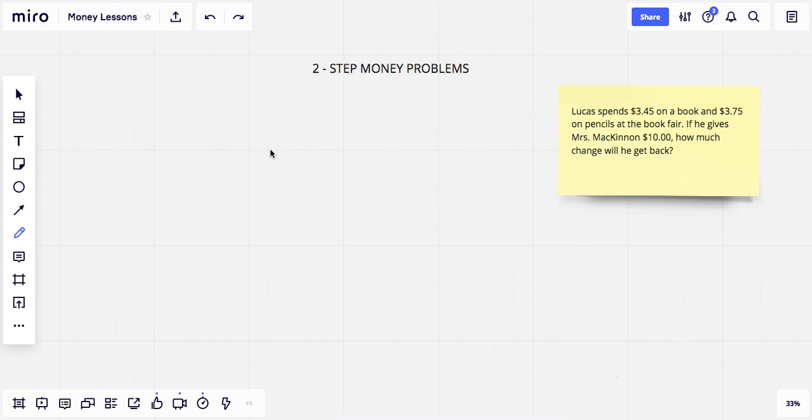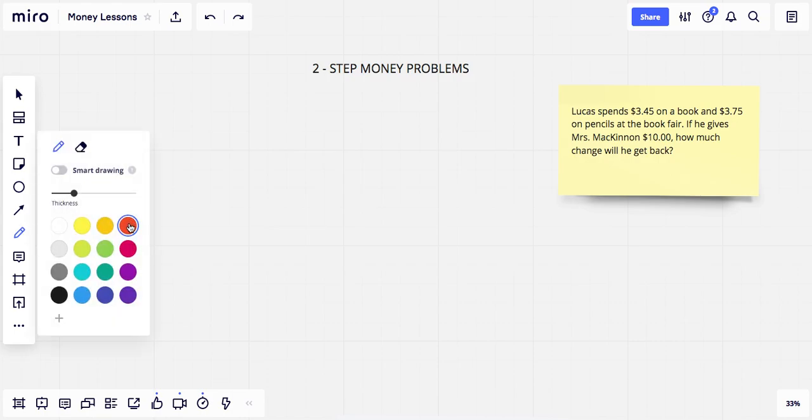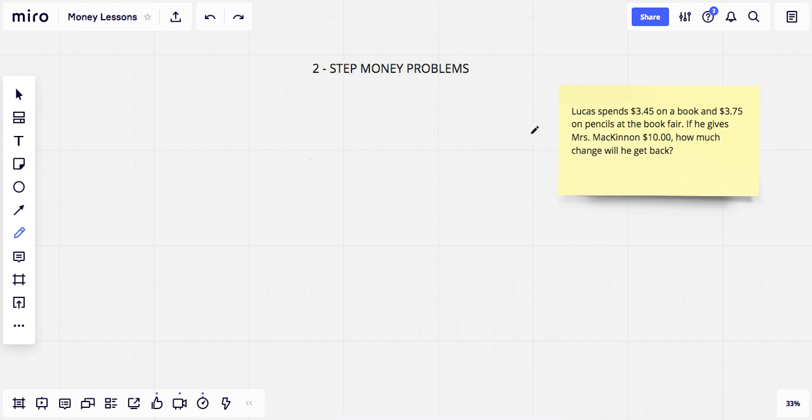And it's a good time to use it because, again, when we use money, money is real life. It's something we do every day. If you're with a parent, you see this stuff happening on a regular basis.